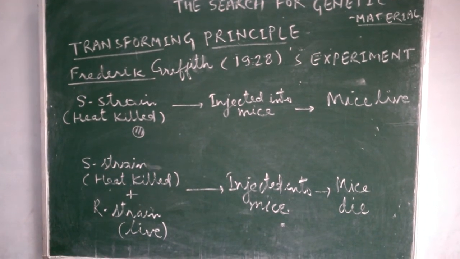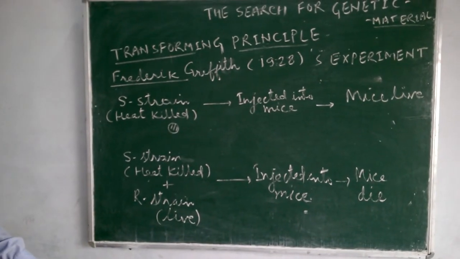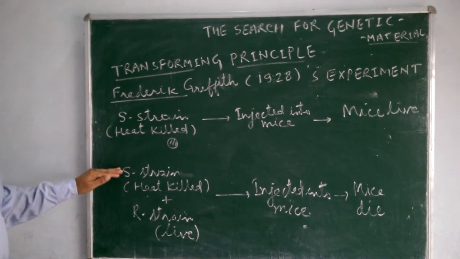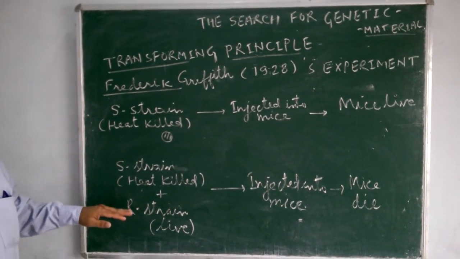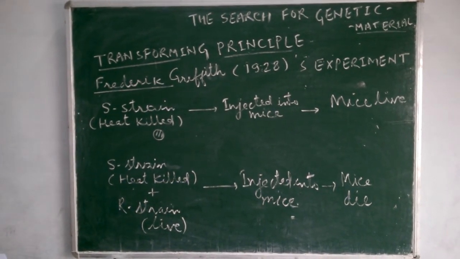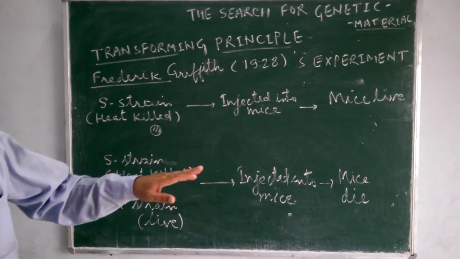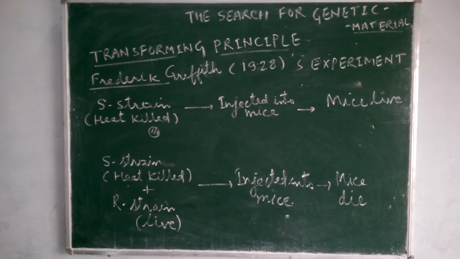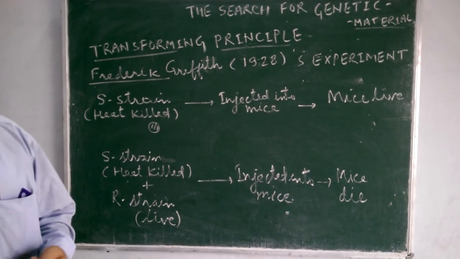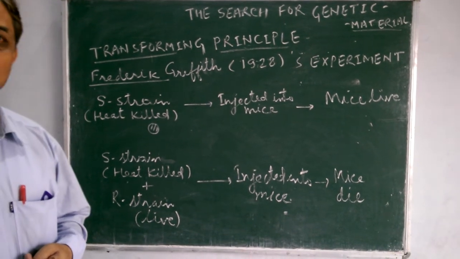But in another experiment, he took the extract of heat-killed S strain bacteria, mixed it with live R strain bacteria and injected it into the body of mice, and this time he was surprised to see that the mice died. When samples were collected from the dead body of the mice, live S strain bacteria were found in the body of the mice. So where did the S strain bacteria come from?